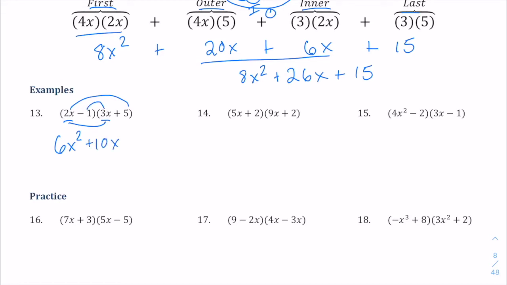Then we can do the inners. Negative 1, make sure you take the sign. Negative 1 times 3x is negative 3x. And then the lasts. Negative 1 times 5 is negative 5.